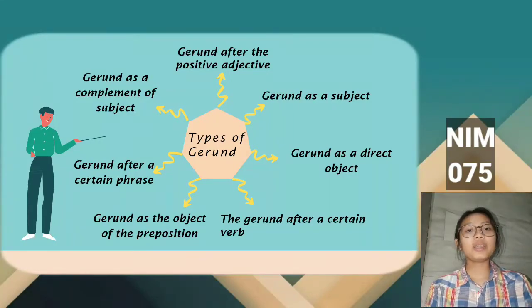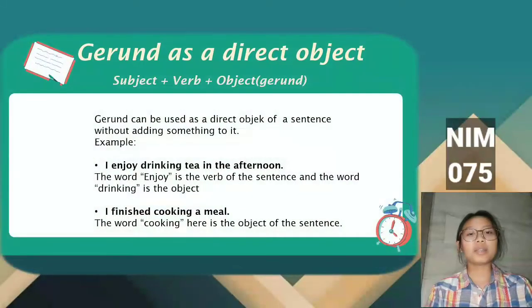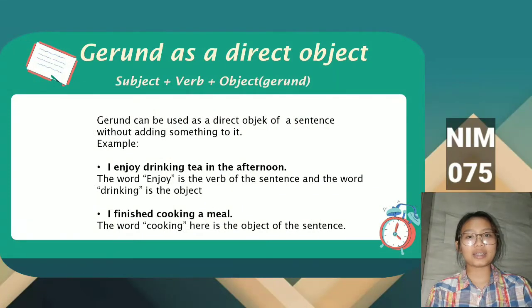Number 2. Gerund as a direct object. Gerund can be used as a direct object of the sentence without adding something to it. The pattern is subject plus verb plus gerund. Example number 1. I enjoy drinking tea in the afternoon. The word enjoy is the verb of the sentence, and the word drinking is the object of the sentence. Example number 2. I finished cooking a meal. The word cooking is the object of the sentence.